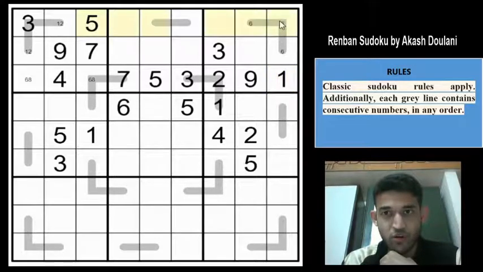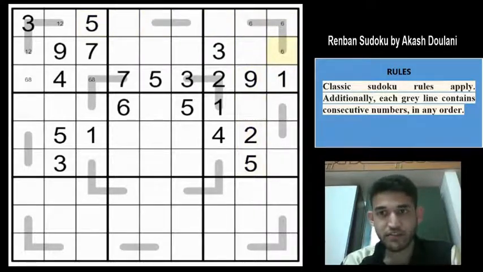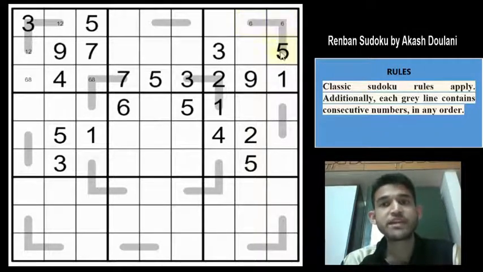We have 5 in row 1 and 5 in column 8, which means that we get the 5 here. And we need a 6 in these 2 cells. So it is either 5, 6, 7 or 4, 5, 6. So we can make the pencil marks.